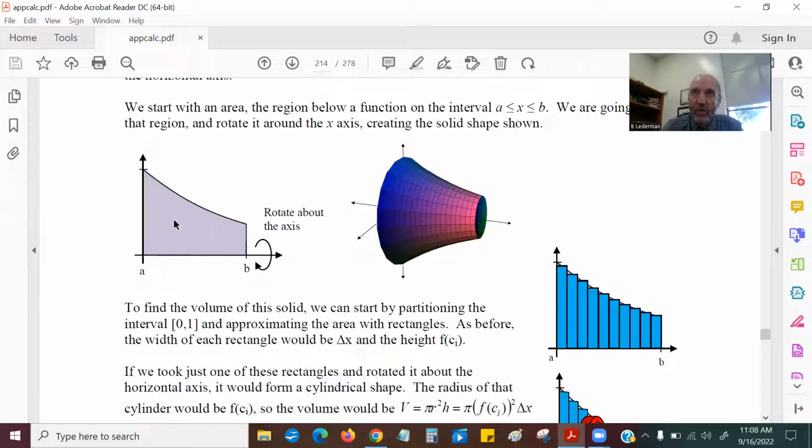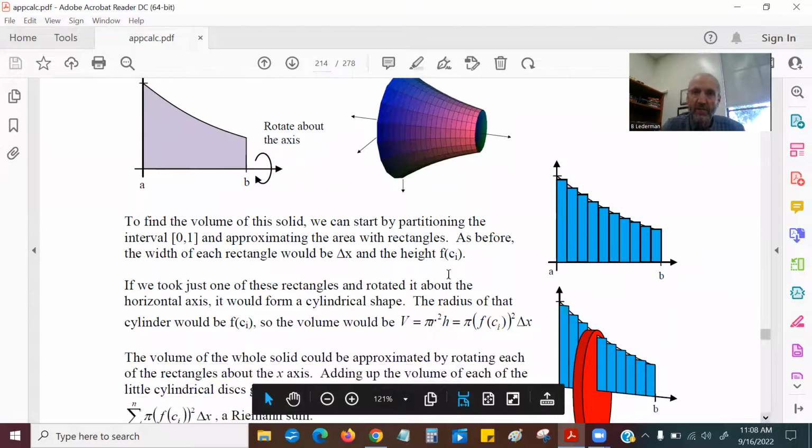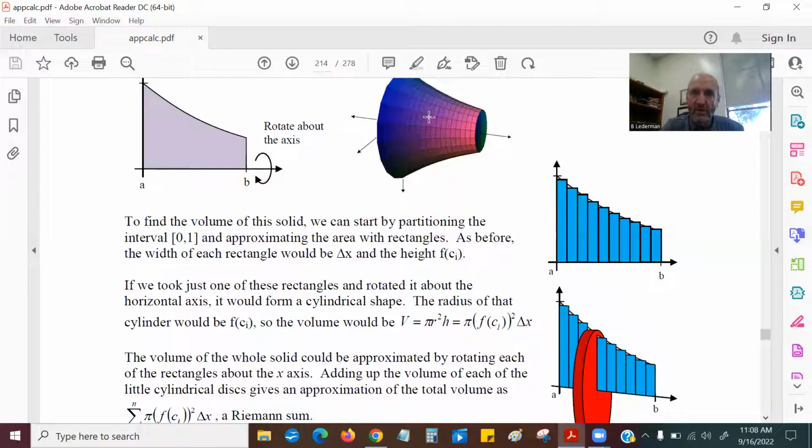What's the difference between area and volume? Area is two-dimensional. Area is like how much paint you need to paint it, and volume is how much water I could fill this thing up with. So if I take this figure right here and rotate it around, I get this three-dimensional figure right there.